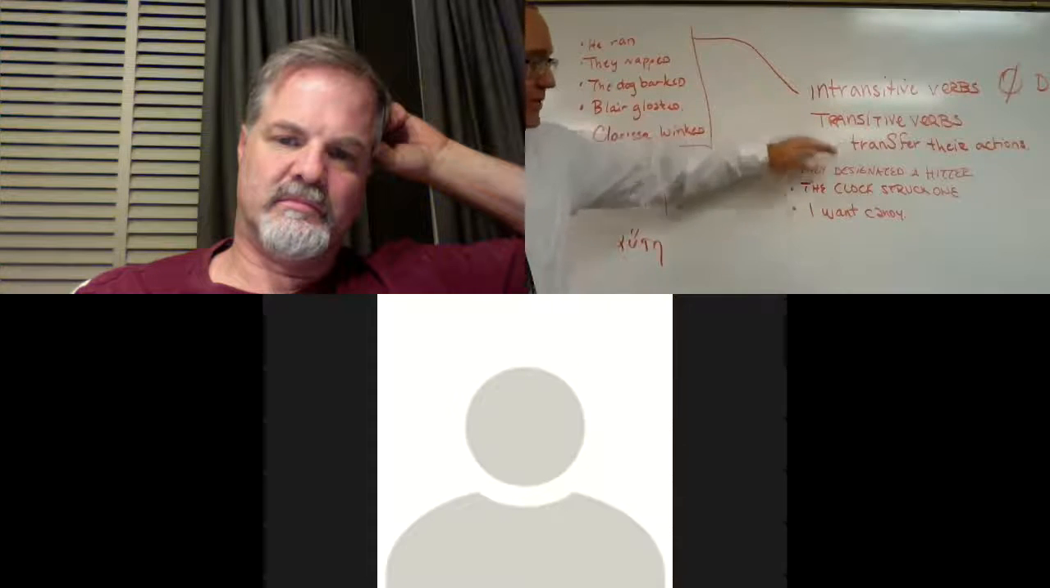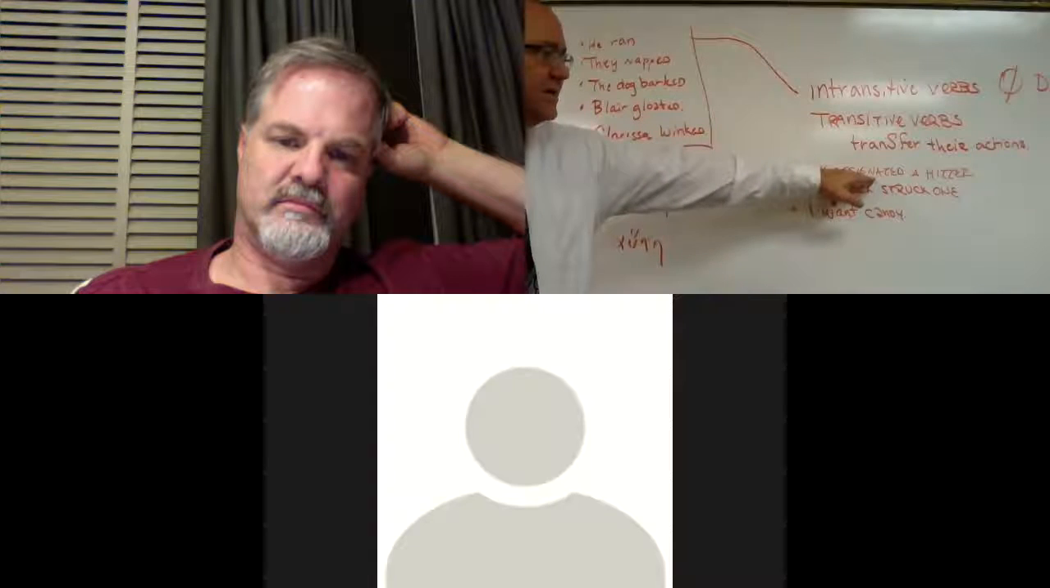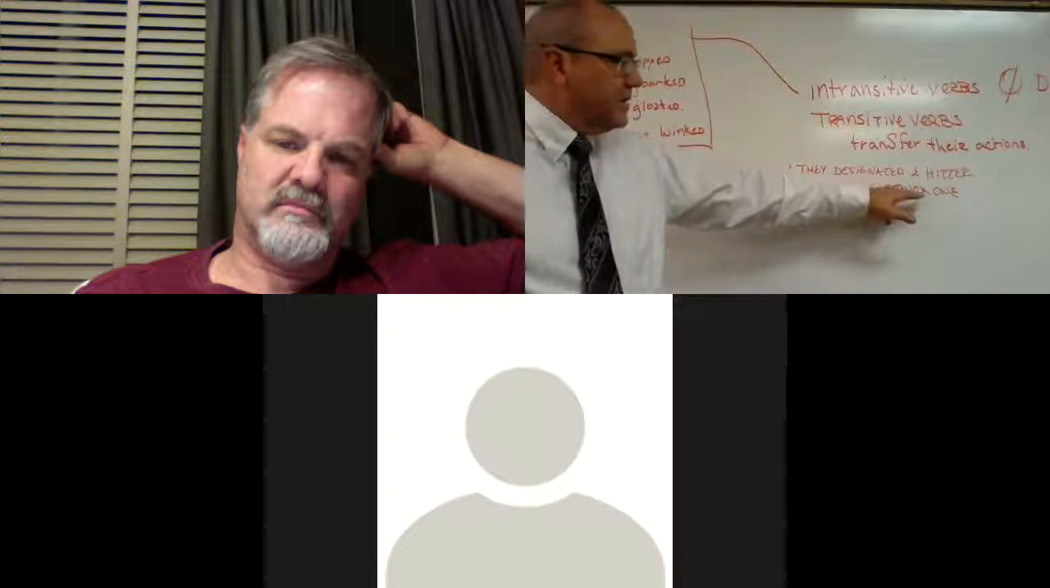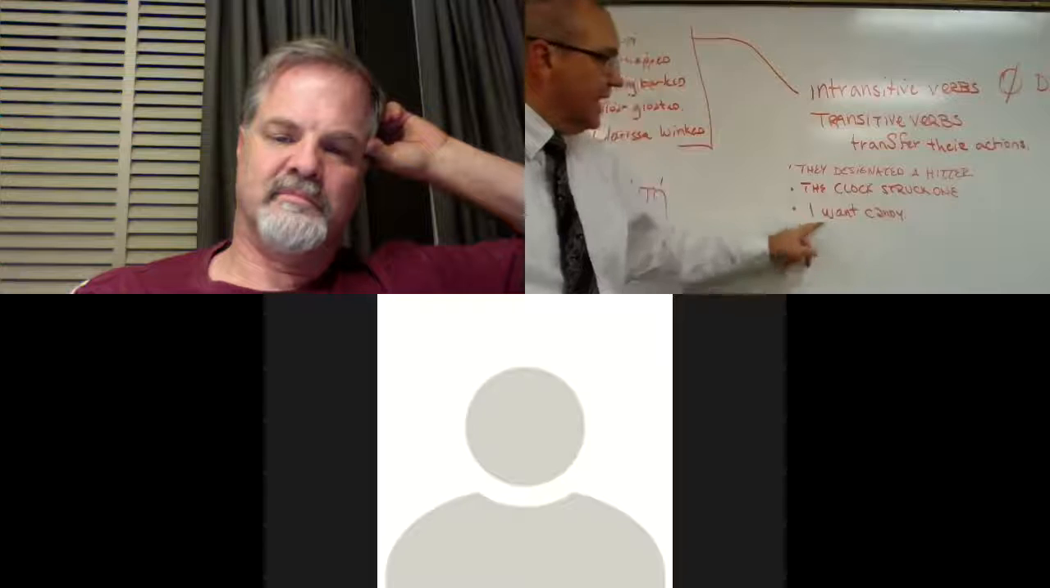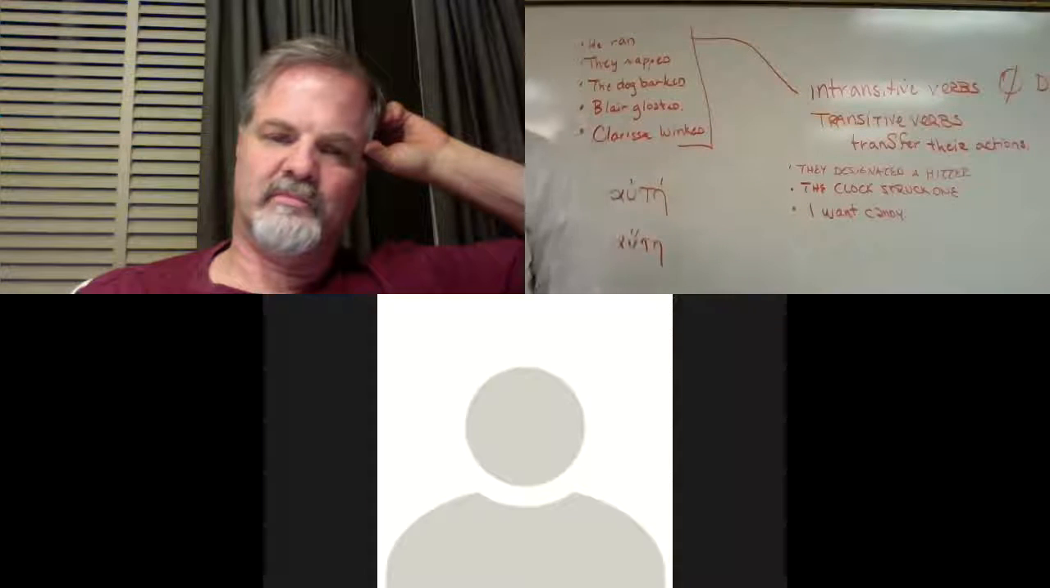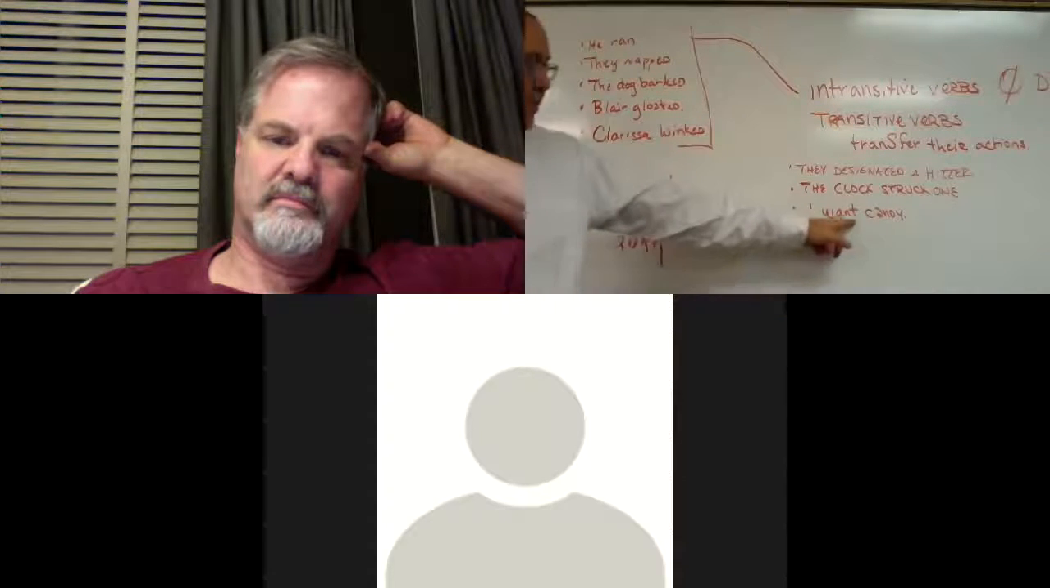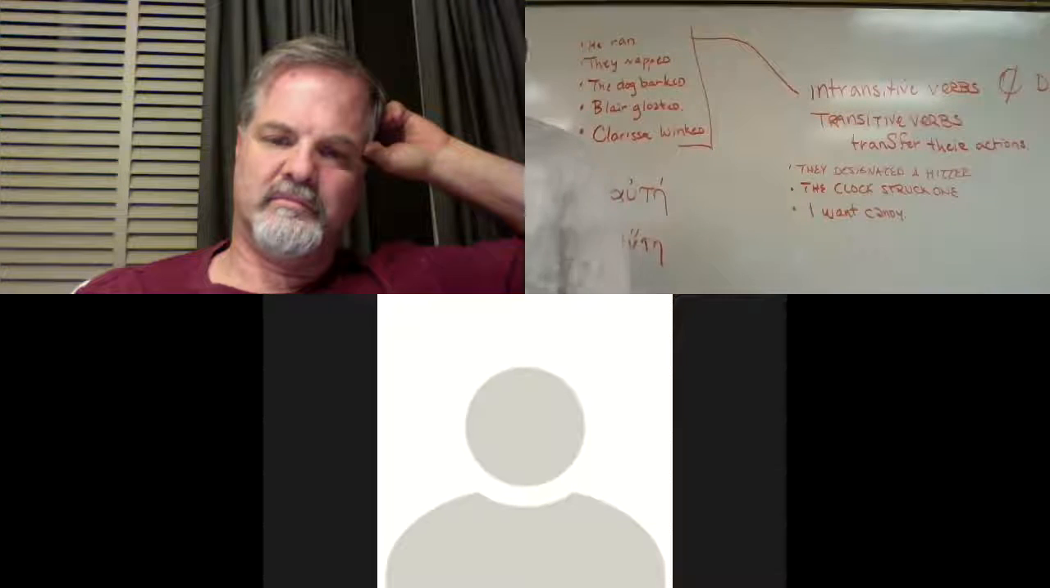Transitive verbs transfer their action. So, they designated a hitter. Now there, the word designated transfers its action to that direct object. The clock struck one. Where's the verb? Struck. Well, what did it do? It struck one. So it transfers its action to something else. I want candy. That's a transitive verb. I want is a transitive verb.